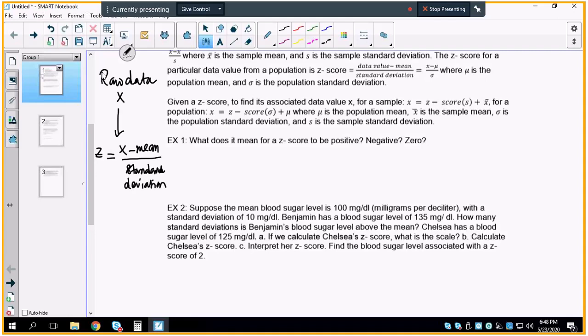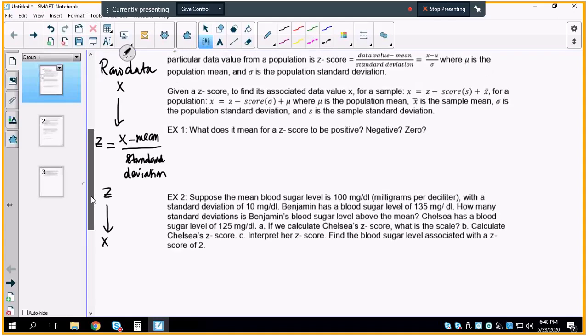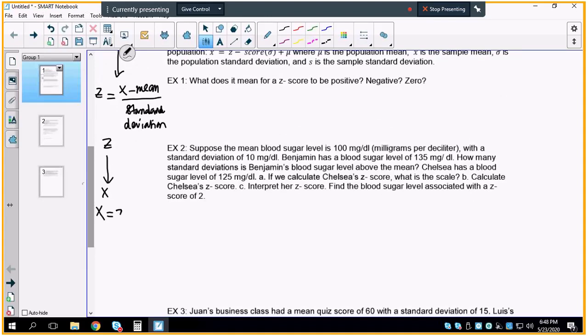But if we are given the z-score and we want to go to the raw score, then the formula is x is equal to the z-score times the standard deviation plus the mean. I misspoke earlier. And as I said, this process is called reverse standardization. So let's see how we can use them.